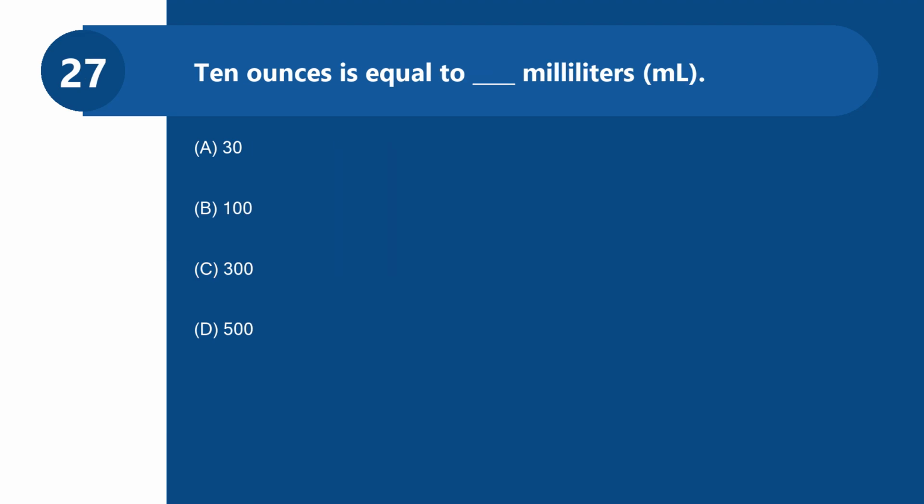Question 27. 10 ounces is equal to blank milliliters (ml). Option A, 30. Option B, 100. Option C, 300. Option D, 500. The correct answer is option C, 300.